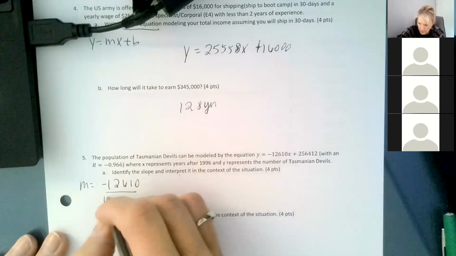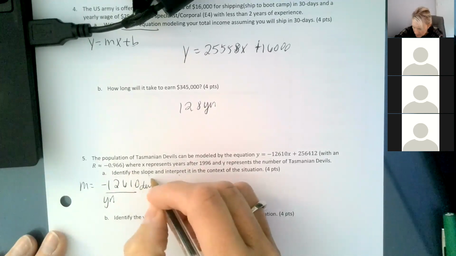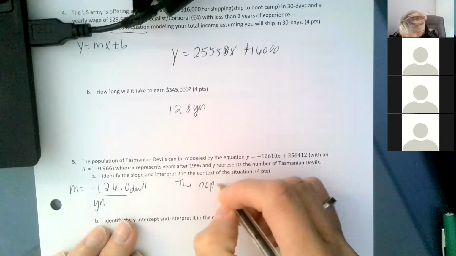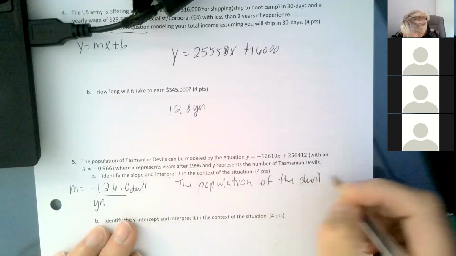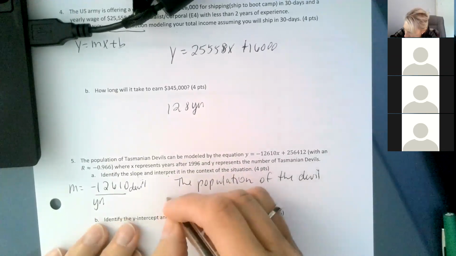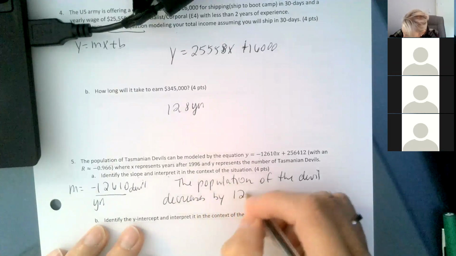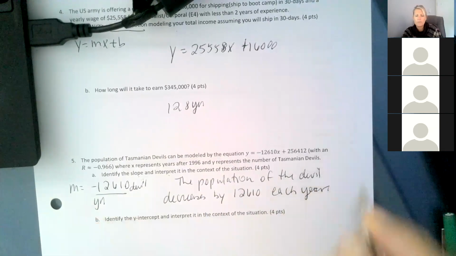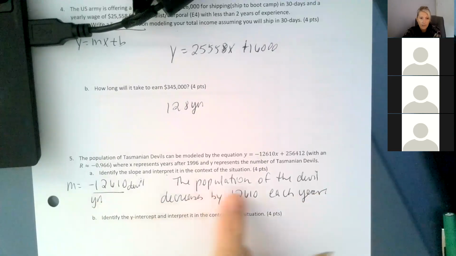And it's per year, right? Because we need to make sure that we know our units. So this is devils, the animals, per year. So we are going to say the population of the devil, you can write Tasmanian, it's fine, decreases by 12,610 each year. So make sure you're referencing the years, or whatever your denominator changes, and then also the units in the numerator.